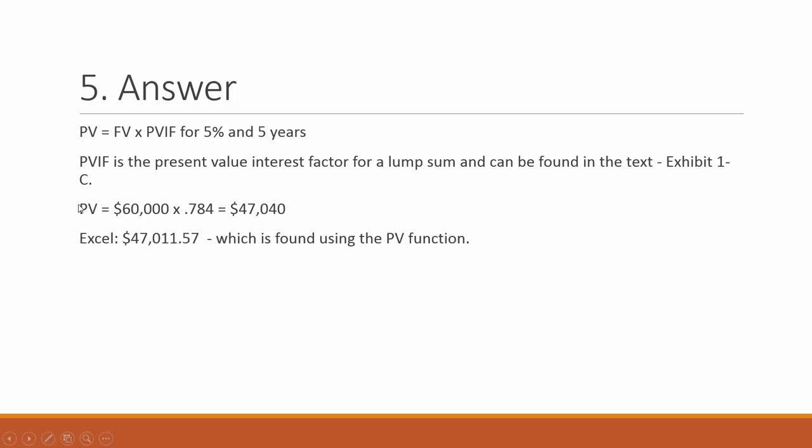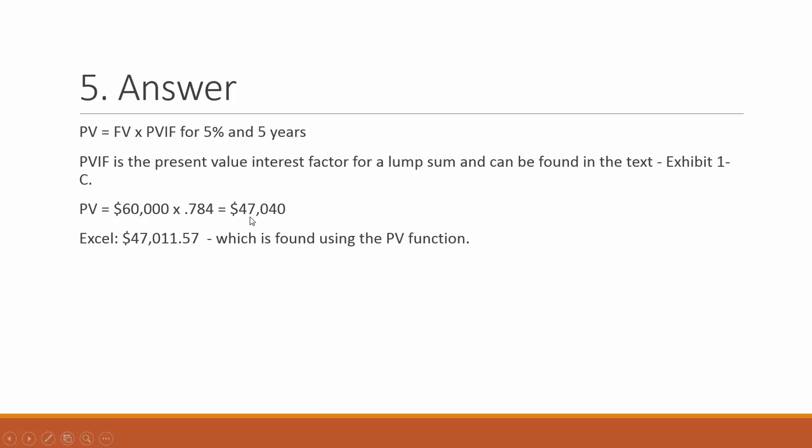So you see we set it up down here. Present value is equal to $60,000, that future amount that we want to achieve, times 0.784. That's a discount factor. That's a present value factor that discounts the interest out of that future amount. It pulls the interest out of the future amount to give us a bare bones present day worth of $47,040.